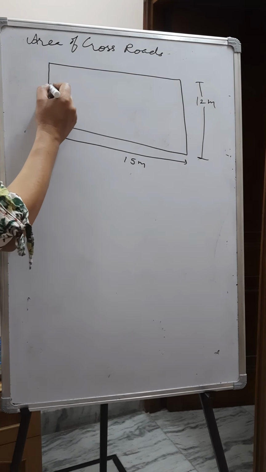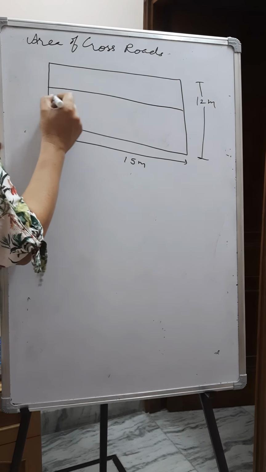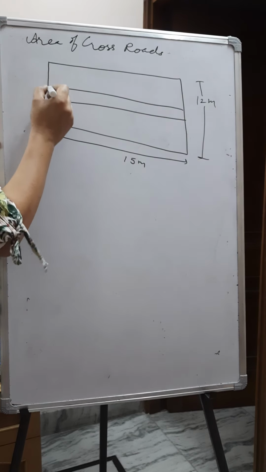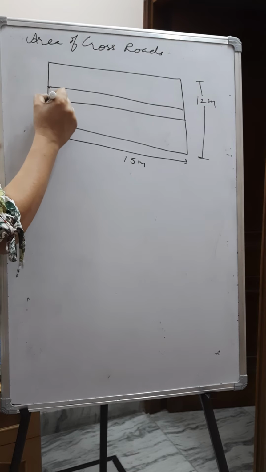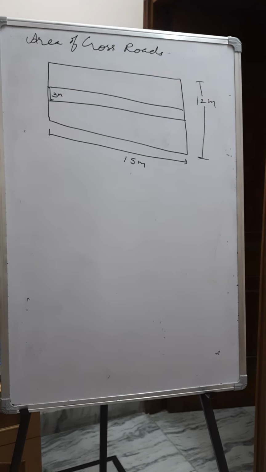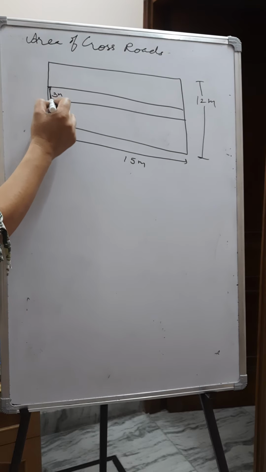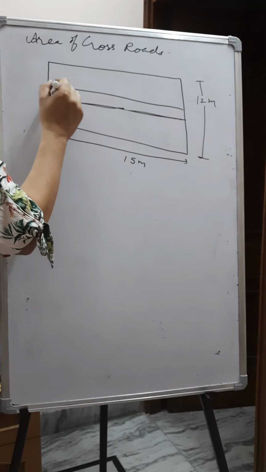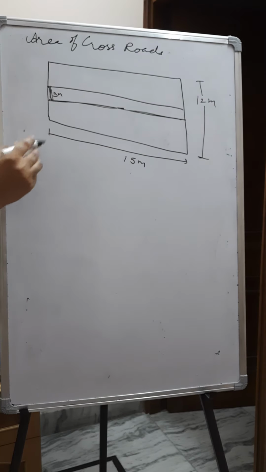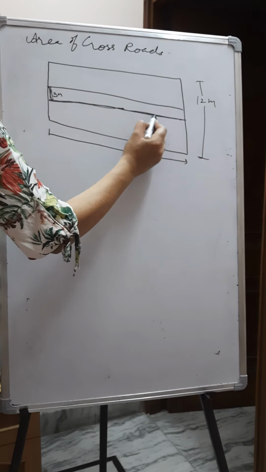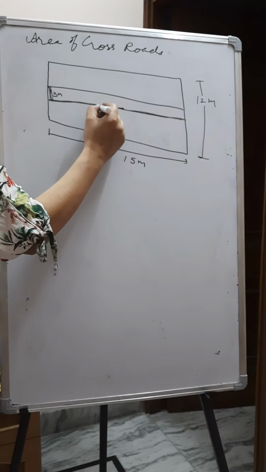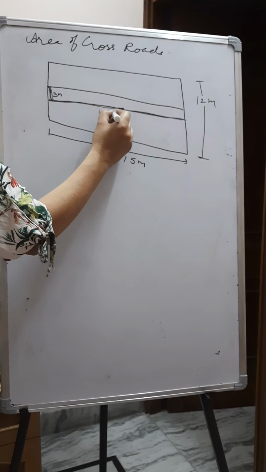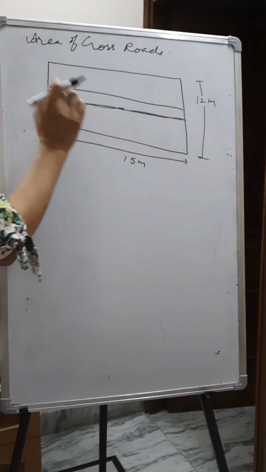One road horizontally running through the rectangle with the width 3 meter. Okay. Now what is the area of this road? Area of this road is, this is the length of the road. Got it? And this is the breadth of the road. The length of the road is 15 meter, and this is the breadth of the road, 3 meter.